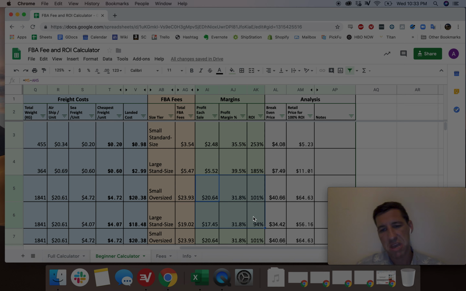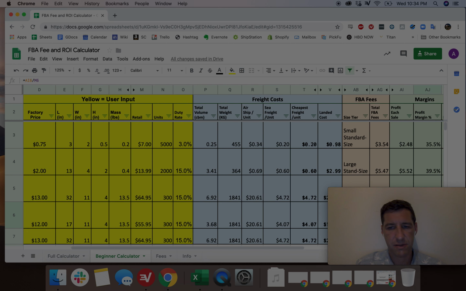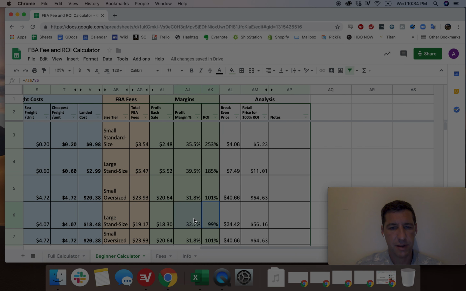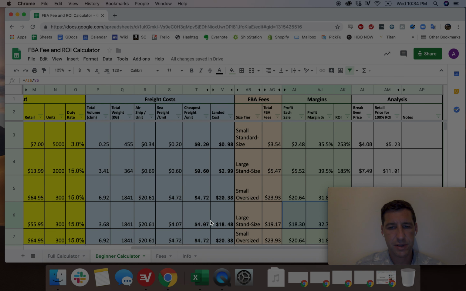And yeah, so it looks like if I didn't include the pole, I would still be pretty close to 100% ROI. In this case, I might want to charge like $56 for that. So, I'll say 55.95. Is that worth a dollar? I don't know. It kind of depends, right? So we have ROI here, it's about a dollar, right? Maybe, yeah. So I don't know. It's kind of fun to play with these numbers.